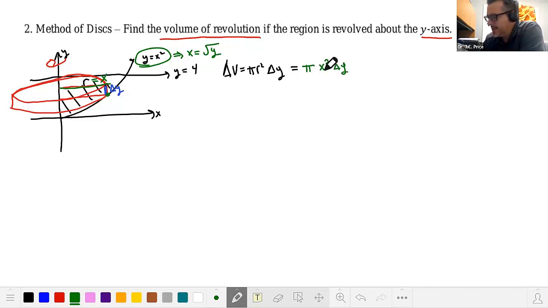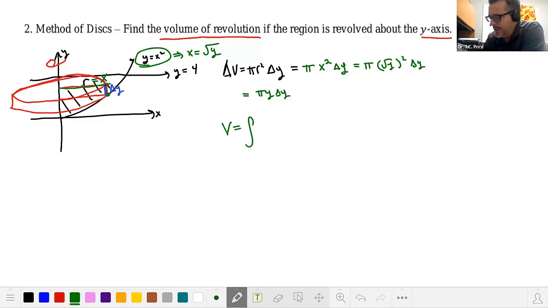And so pi r squared, if you wanted to, you could just write x here. But notice then you have delta y to compete with. And so you got to change this x into y stuff. So x is really root y. So it's pi square root of y squared delta y, which of course is just equal to pi times y delta y. And so my volume V is equal to the integral.